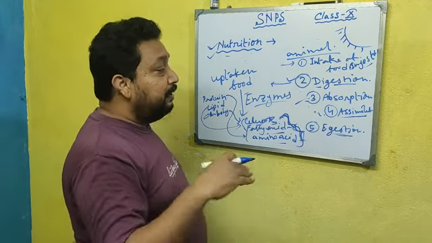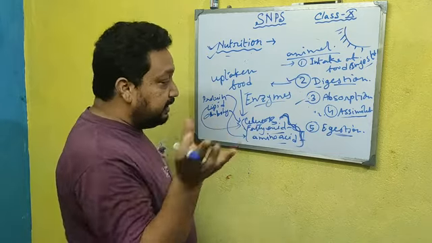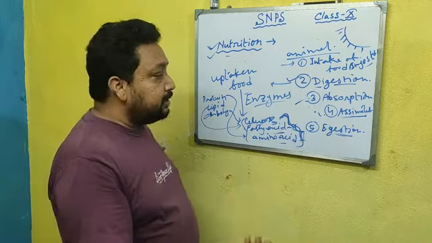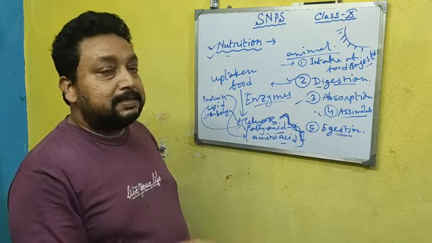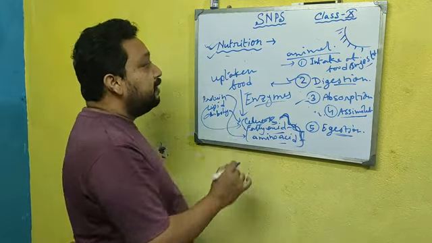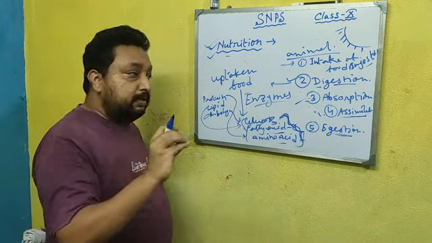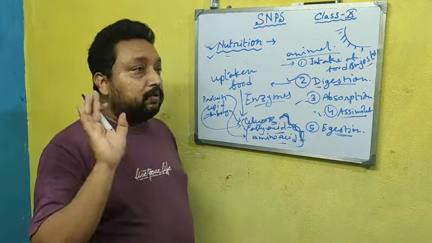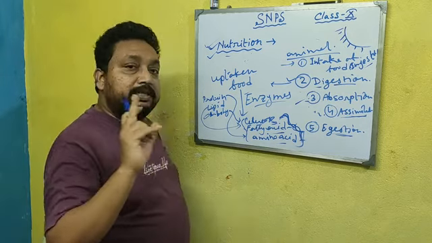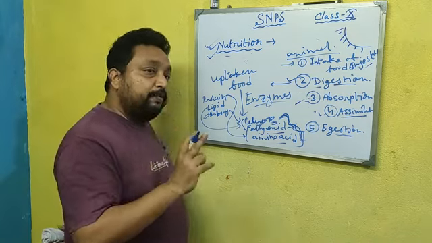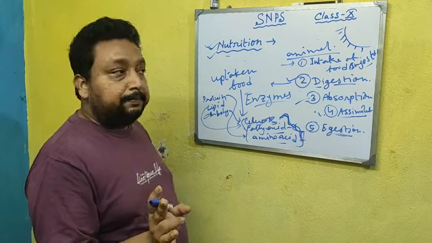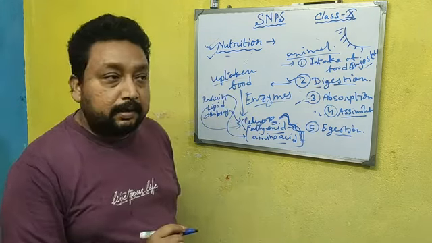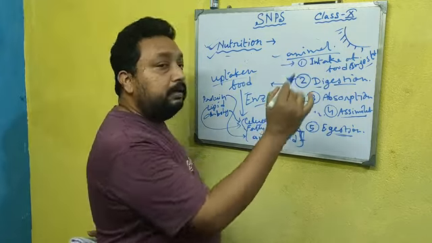We will discuss the human digestion process in further classes. So for today's class, on the process of nutrition, please note down the questions. First question, what is nutrition? How many types of nutrition are there? The steps of plant nutrition and the steps of animal nutrition.